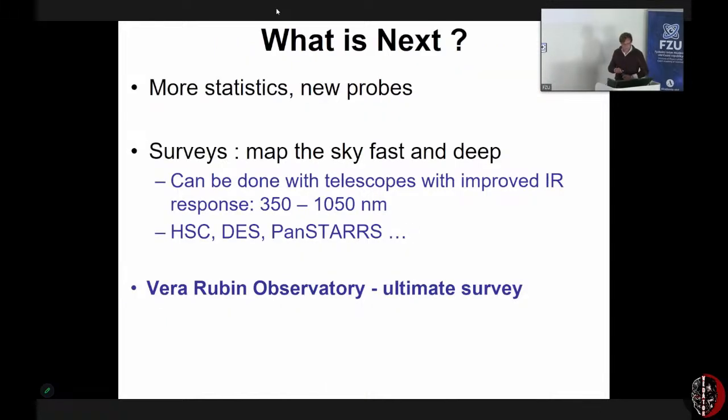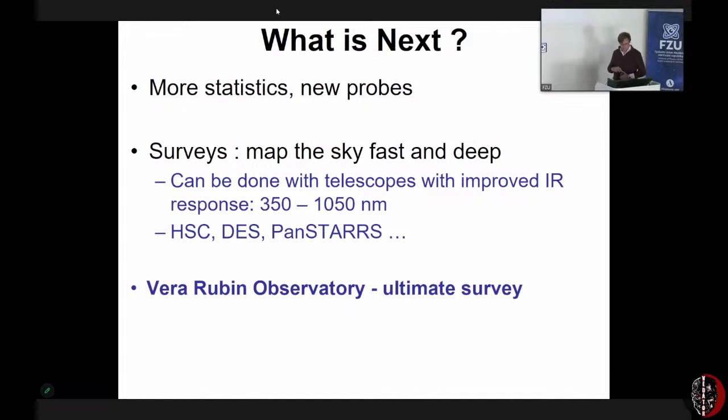So what is next? It's clear that the measurements are limited by statistics, and it would be good to have new probes that would further prove the existence of dark energy. So surveys map the sky fast and deep, and there were a few surveys that actually finished their work now.